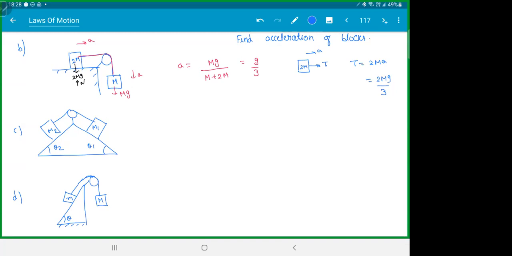Any doubts on the B part? How did I choose that? What is the force and all? Mg is supporting the motion. 2m is not doing anything. It is just sitting there and taking acceleration. So mg by total mass.